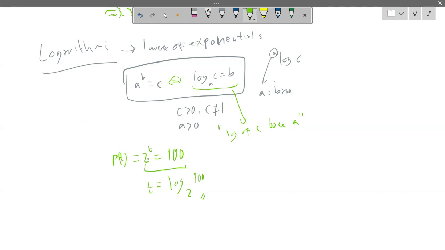What exactly is this? We can stop here, but it doesn't actually tell us the actual value of log 100 base 2. You can plug this into a calculator, which should give you around 6.644. So after this many minutes, we can observe 100 cells.